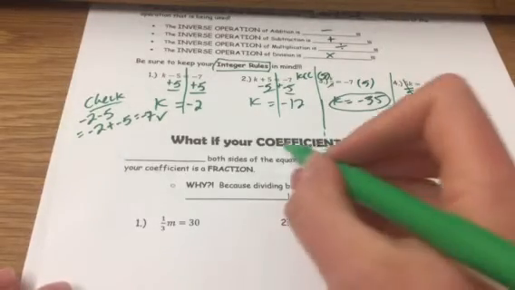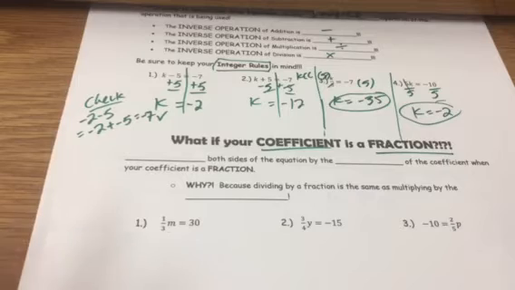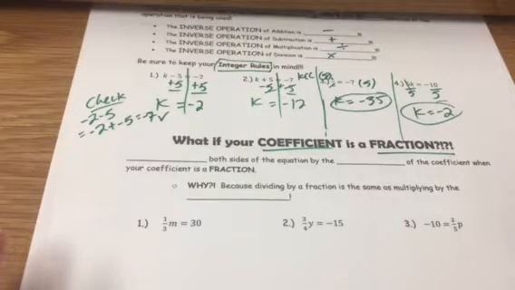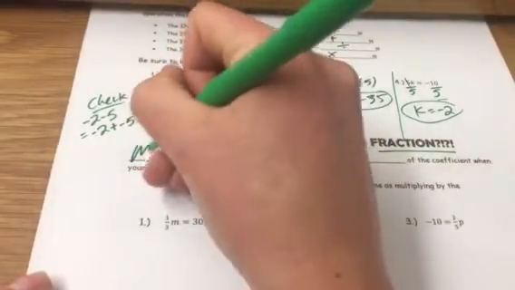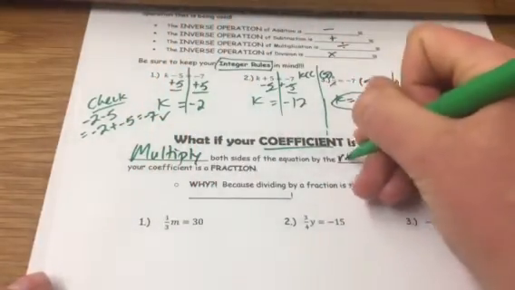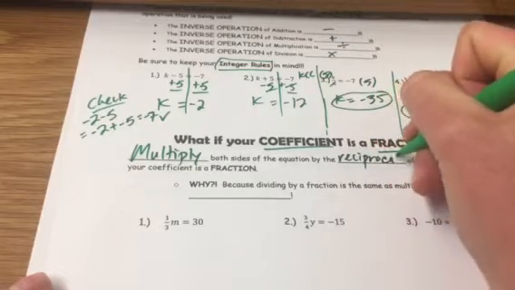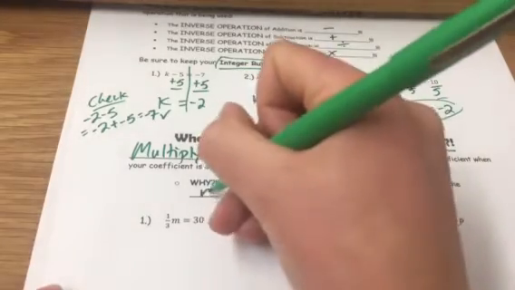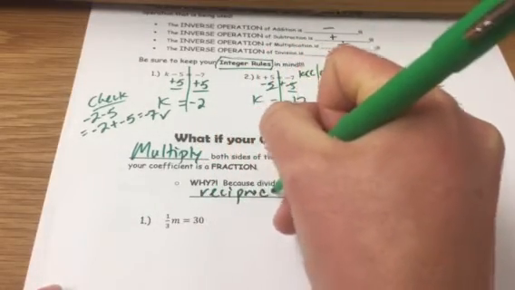What happens if the coefficient is a fraction? A lot of kids kind of get nervous, start freaking out when they see fractions. Have no fear, the reciprocal is here. So what we're going to do is we're going to multiply both sides of the equation by the reciprocal of that coefficient, because dividing by a fraction is indeed the same thing as multiplying by the reciprocal.